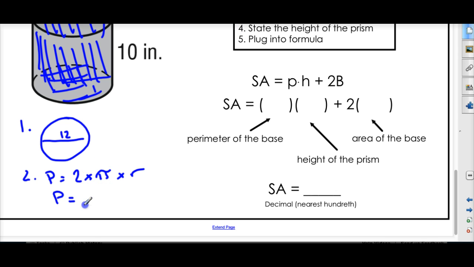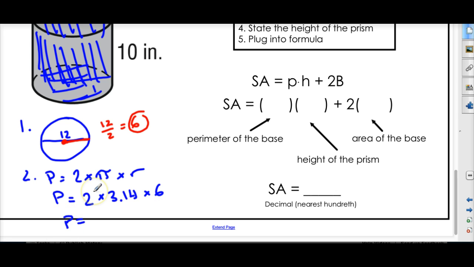Now, if you look over here, do we know what the radius is? It's not 12, right? Because that's the whole diameter. To find the radius, we just need this part right here. So we're going to have to do 12 divided by 2. We just cut it in half and we get 6. So that is our radius. When you have the diameter, you've got to cut it in 2. So it's 2 times pi, 3.14, times 6.